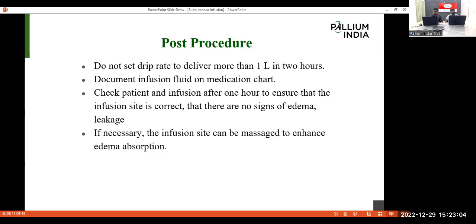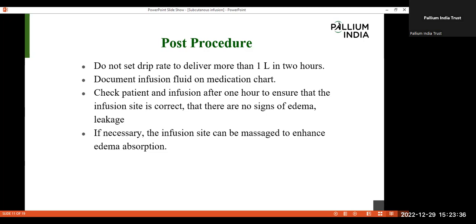While giving the subcutaneous injection and infusion, mild edema at that site is a normal thing, because there is no involvement of the circulatory system. Only tissue absorption is happening there. While we give the injection or infusion in that area, the medicine will collect in the tissue and it will absorb gradually. So mild edema is normal.